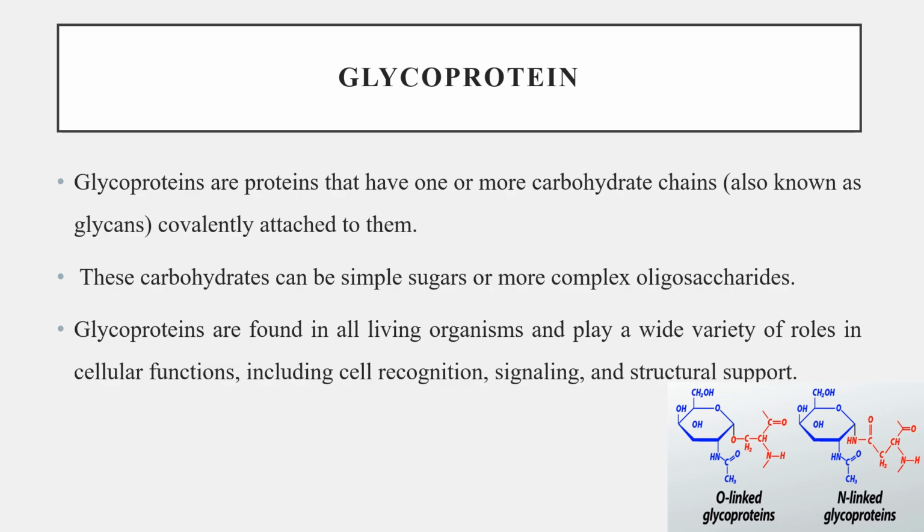First of all, what are the glycoproteins? Glycoproteins are the proteins that have one or more carbohydrate chains covalently attached to them. These carbohydrates can be simple sugar or more complex oligosaccharides. Glycoproteins are found in all living organisms and play a wide variety of roles in cellular functions, including cell recognition, signaling, and structural support.